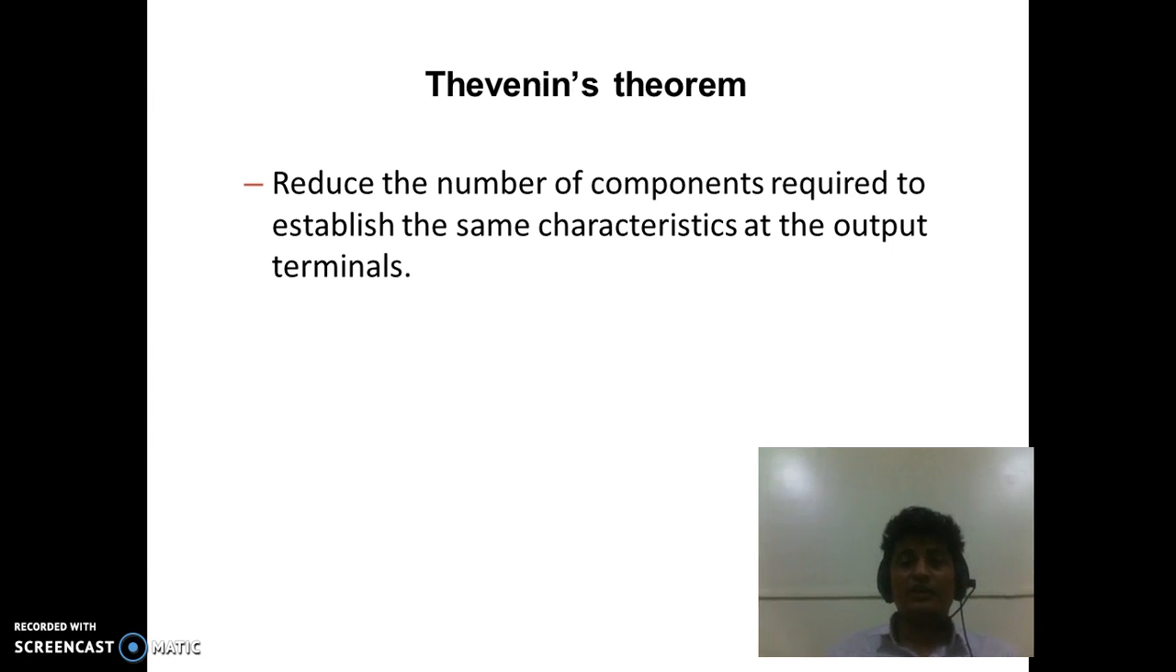So, to establish certain characteristics at the output terminal, we can reduce the components, because in our original circuit there may be n number of resistances or n number of sources, but when we convert this entire network into Thevenin's equivalent circuit, it contains only a resistance and a voltage. So it is used to calculate the effect on some branch of the circuit with a reduction of components.